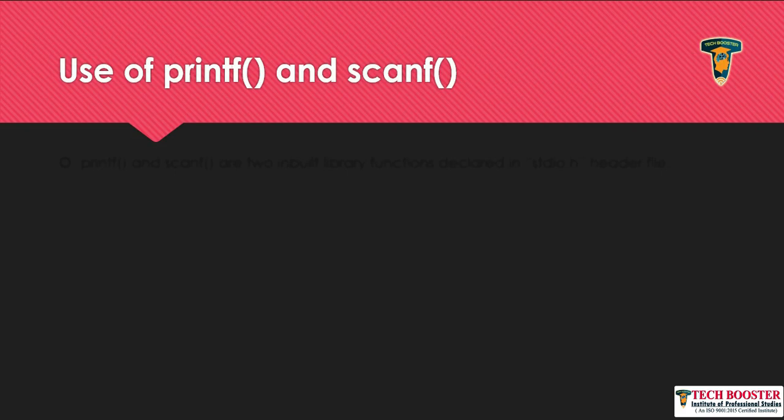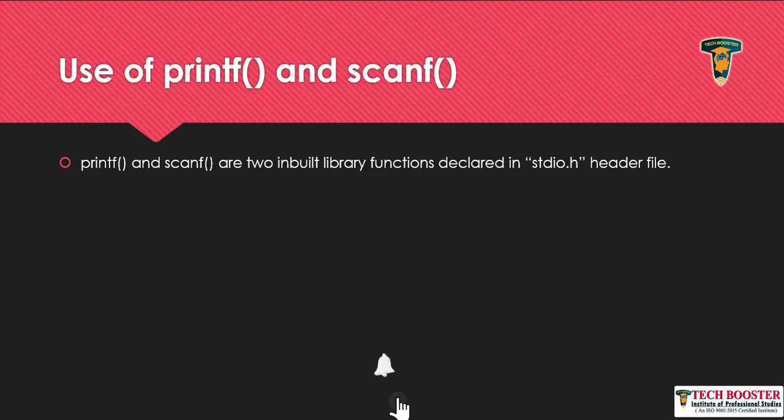So guys, in this video we learn about two of the most important functions of our C language, that is printf and scanf. In almost every C program we will be using these two specific functions. Now, as I've discussed before, printf and scanf are two of our inbuilt library functions which are already declared in our stdio.h header file. And here stdio stands for standard input output.